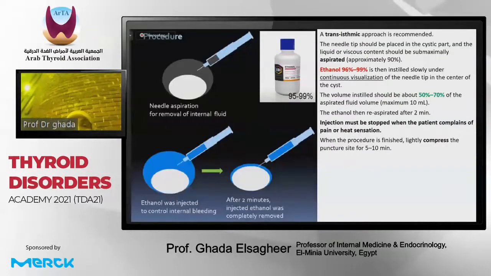For the procedure, a transisthmic approach is recommended. The needle tip should be placed in the cystic part and the liquid or viscous content should be maximally aspirated, about 90%. Ethanol at 96 to 99% concentration is injected. Usually we inject less than 10 ml, or about 50 to 70% of the aspirated fluid. The ethanol is then re-aspirated after 2 minutes. Injection must be stopped when the patient complains of pain or heat sensation.